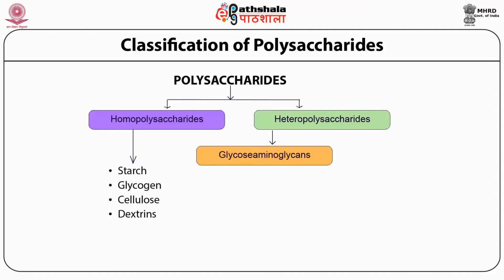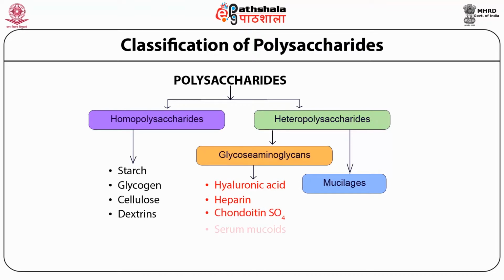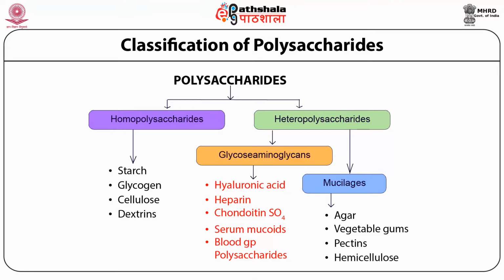Whereas in cellulose and dextrins, branching is different from glycogen and starch. Heteropolysaccharides may be of two types: glycosaminoglycans and mucilages. The glycosaminoglycans are further classified into hyaluronic acid, heparin, chondroitin sulfate, serum mucoid, and blood group polysaccharides, whereas in mucilages, agar, vegetable gums, pectins, and hemicelluloses are kept.